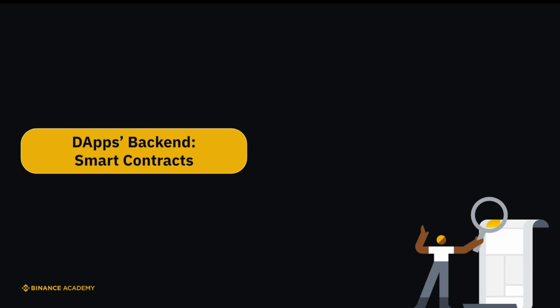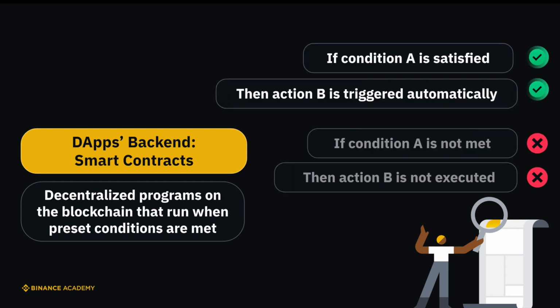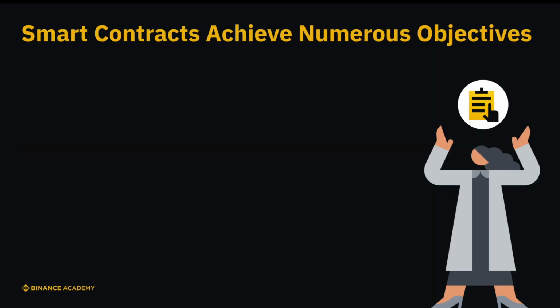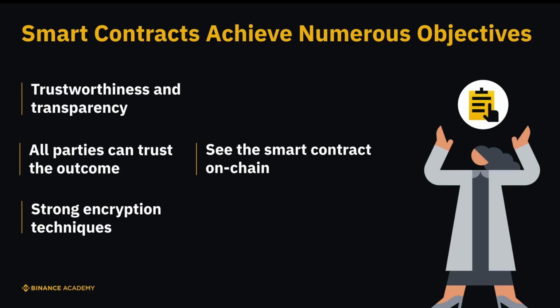What makes DApps unique is their backend, smart contracts, which are decentralized computer programs on the blockchain that run automatically when preset conditions are met. In essence, if condition A is satisfied, then action B is triggered automatically by the smart contract. Smart contracts achieve numerous objectives, including trustworthiness and transparency, as all parties can trust the outcome without relying on a third party, and are able to see the terms of the smart contract on-chain with complete transparency.